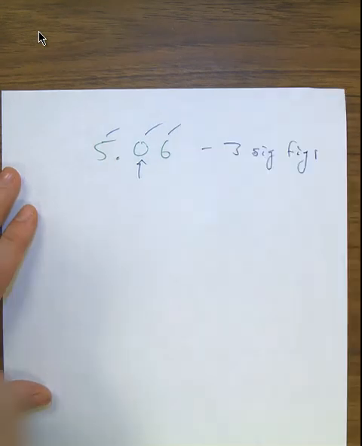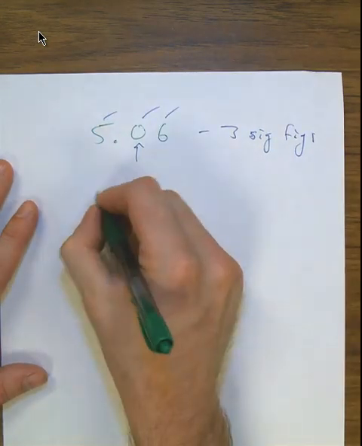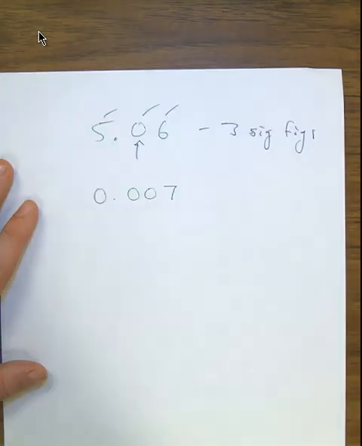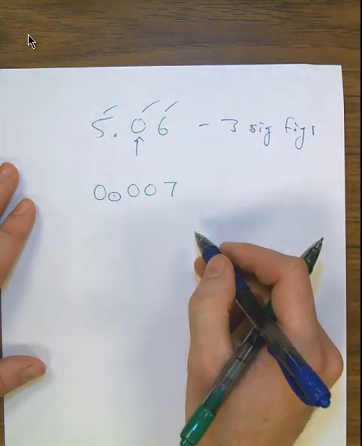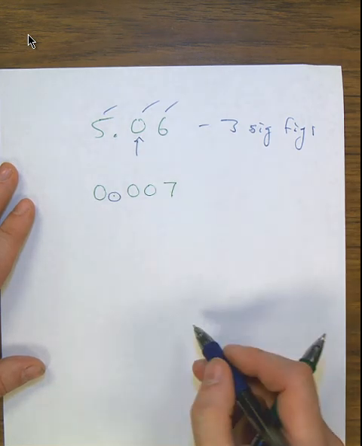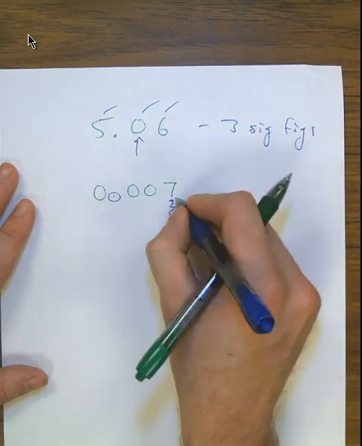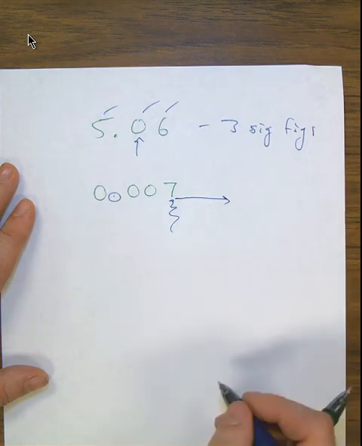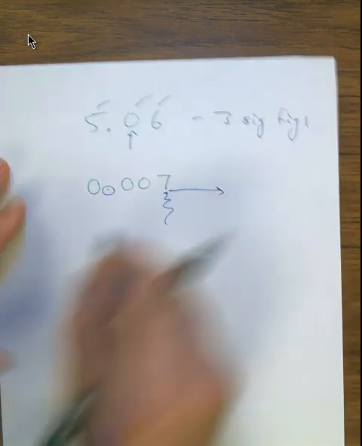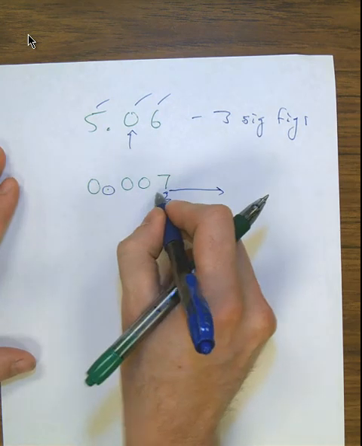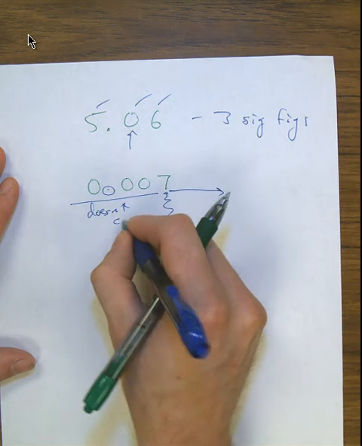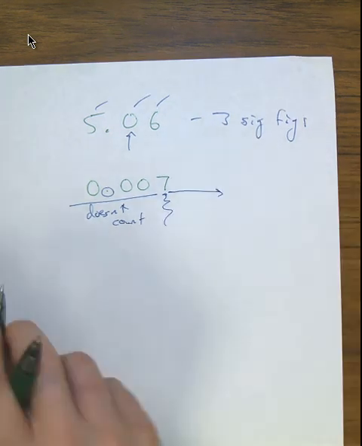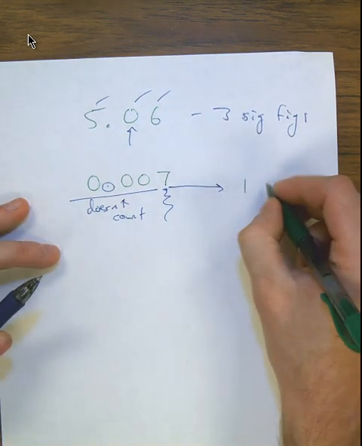Let's do another one. Say I have the number 0.007. Now this is where students make mistakes sometimes. They say, hey, there's a decimal. That means stuff to the right of it counts. No. Stuff to the right of the last non-zero counts, but there's nothing to the right of it. Remember, rule 3 says all of this stuff to the left of the first non-zero doesn't count, and that's exactly true. So this number right here has only one sig fig.